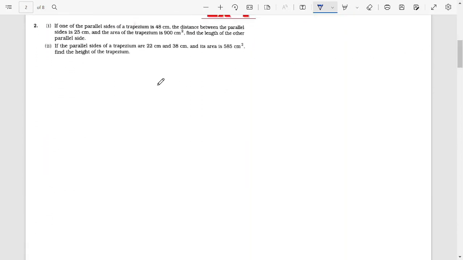Question number 2. First part we will solve. Both the parts are same. Second part you have to try by yourself. I will tell you first part.